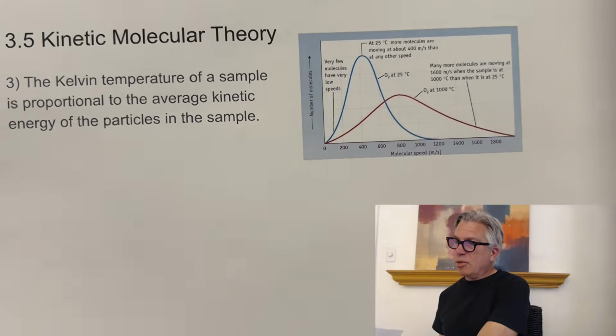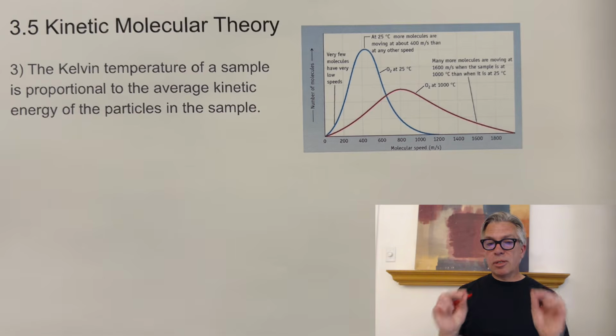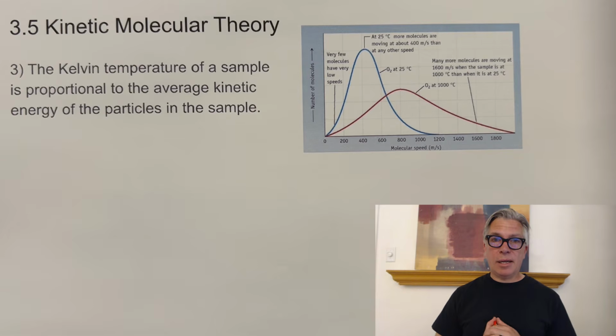The Kelvin temperature of a sample is proportional to the average kinetic energy of the particles in that sample. So it's important to note that if you have two or more samples and they're all at the same temperature, regardless of what they are, they will have the same average kinetic energy.